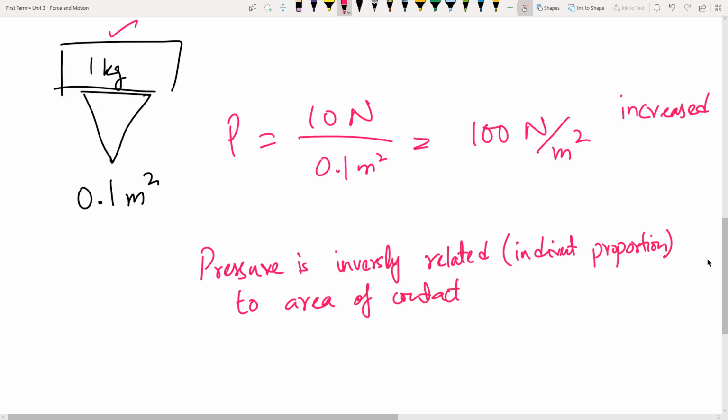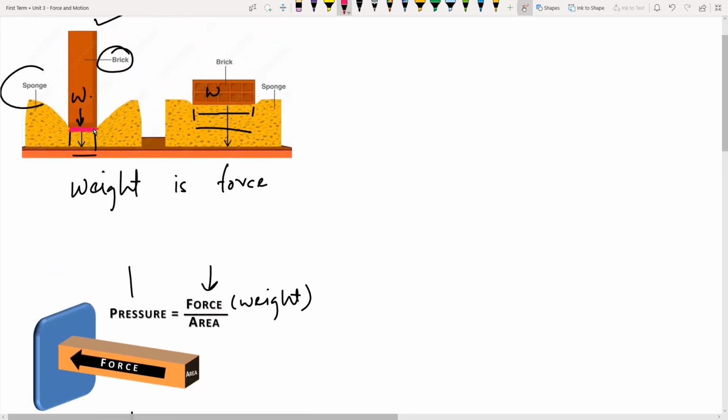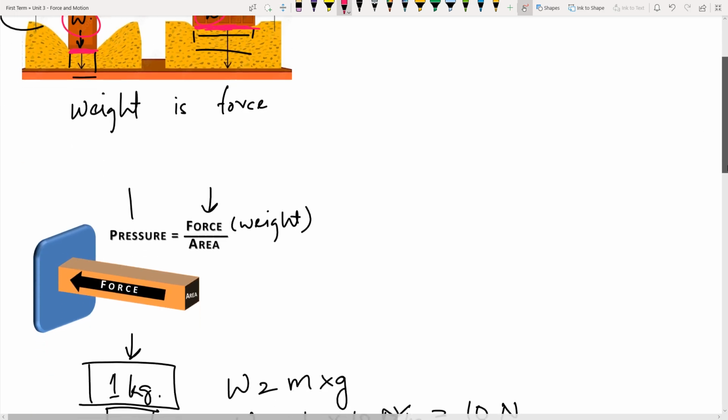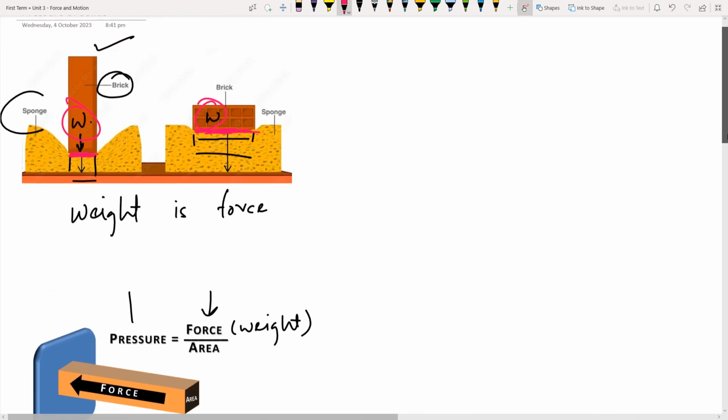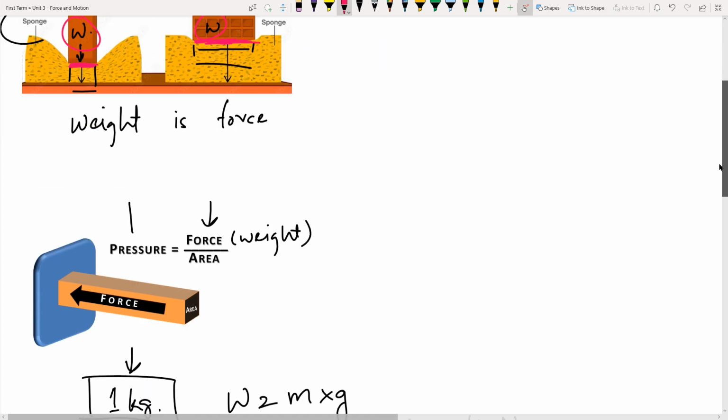Wherever this contact is made, for example in the case of the brick, this is the contact area, which I'm now highlighting with this pink color. If the area of contact increases for the same amount of force or weight, then you will see a decrease in pressure. In this case, this will have more pressure, and this will, on the contrary, have less pressure. Even though the weight is the same, this is going to be the effect. So this is what it means to have pressure of solids.